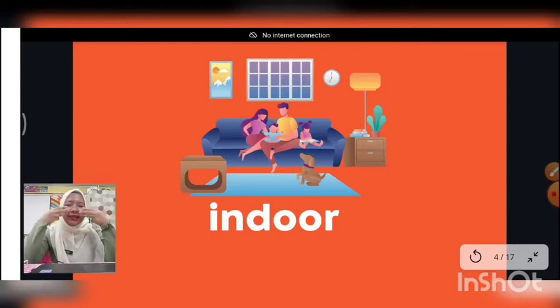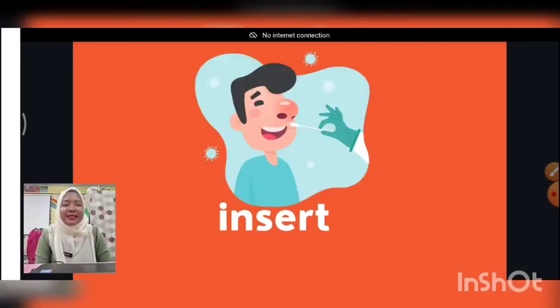Okay, the next word is insert. When you put something inside a hole or a thing, okay? For example, when you do a swab test, you put a cotton bud inside your nostril. So, it is insert. Masukkan. Okay? So, everyone do E, E, insert. Okay? Next.